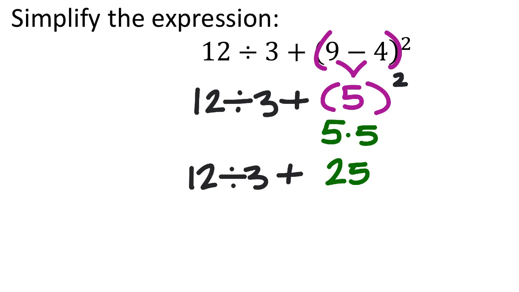So that takes care of the exponents. I'm looking for multiplication or division from left to right. I've got this division right here. 12 divided by 3 is 4. So now we've got 4 plus 25.